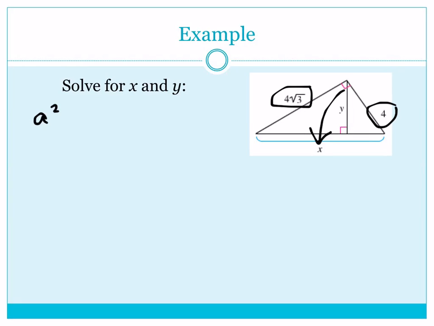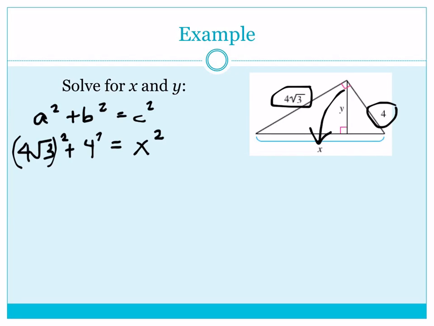So we have A squared plus B squared equals C squared. And in this triangle, the C is the x along the bottom. So that's x squared. Our two sides are 4 square root of 3 squared and 4 squared. All right, so because this is multiplication, we have a property of exponents that says I can apply the squared to each of the individual pieces inside.